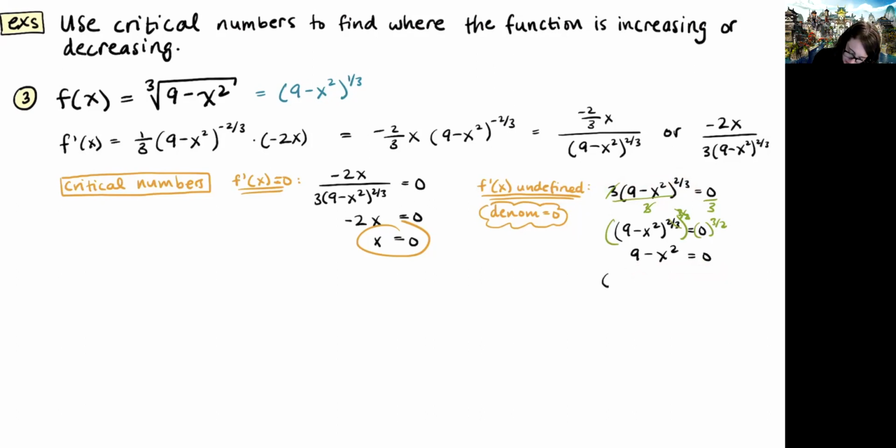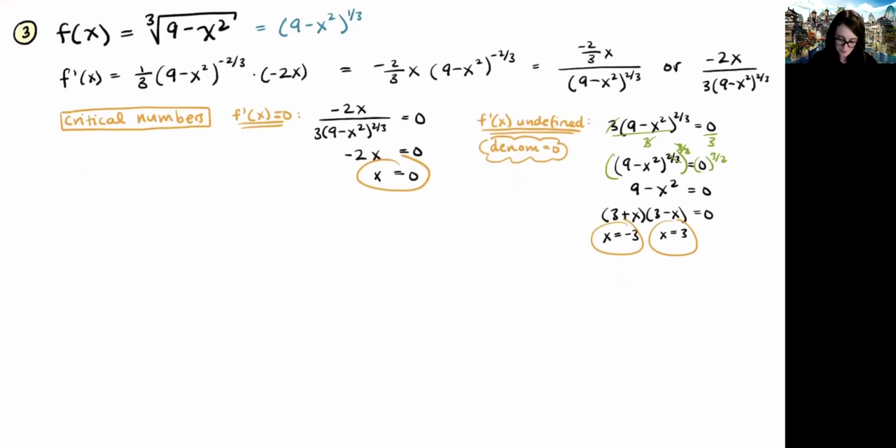So this is a difference of 2 squares, so we can factor this into 3 plus x times 3 minus x. Okay, that gives us x equals -3 and x equals +3, 2 more critical numbers. Okay, so it looks like we found 3 places where the function here could turn around. We do have to determine where the function is going up or down.